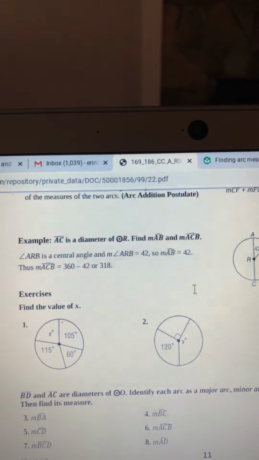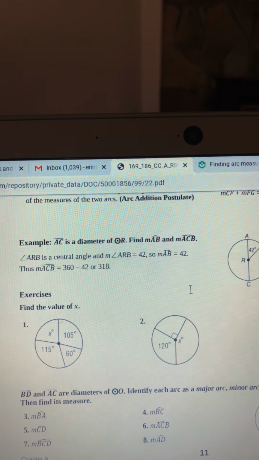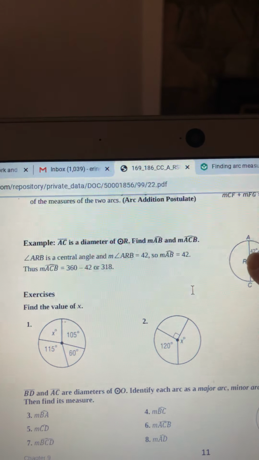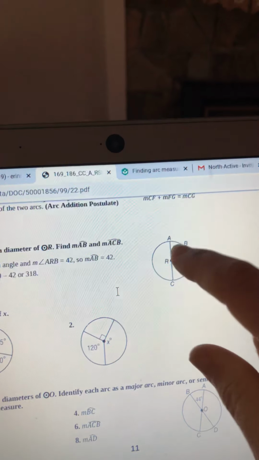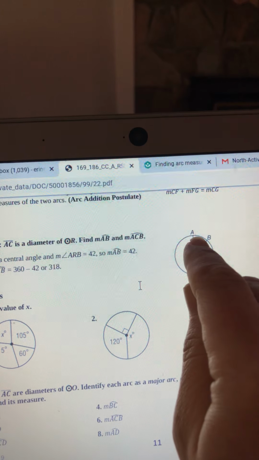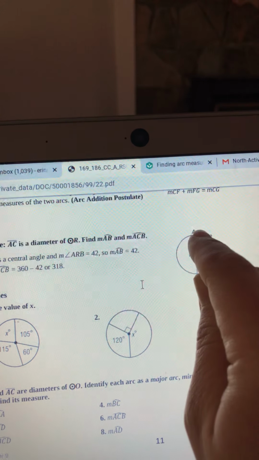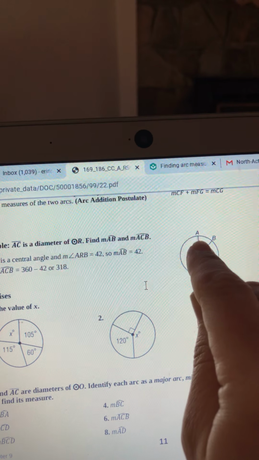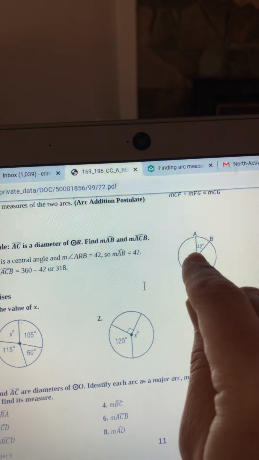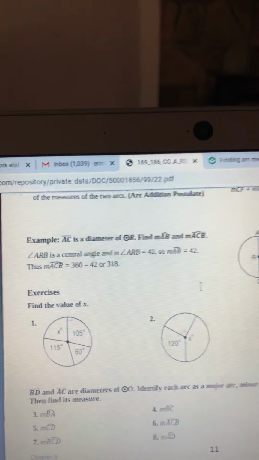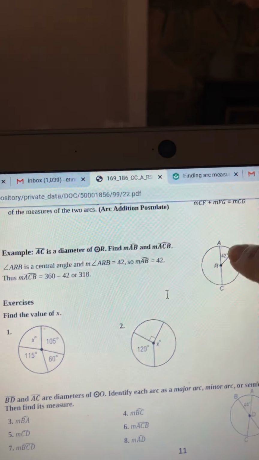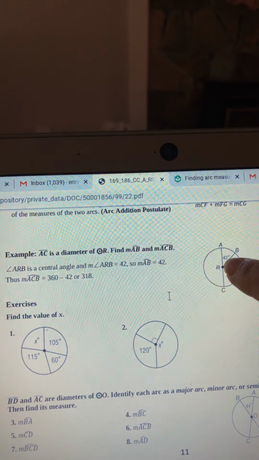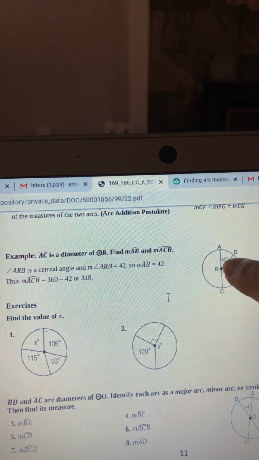So let me show you ARB. A to the R to the B is 42. That little central angle right here is 42. So if they had you label the arc, you would just put a 42 in between the A and the B. That arc right there is 42 because it measures the same as the central angle. All right, so the pizza crust is going to be the same as the very first bite of the pizza. Okay, that's central angle.